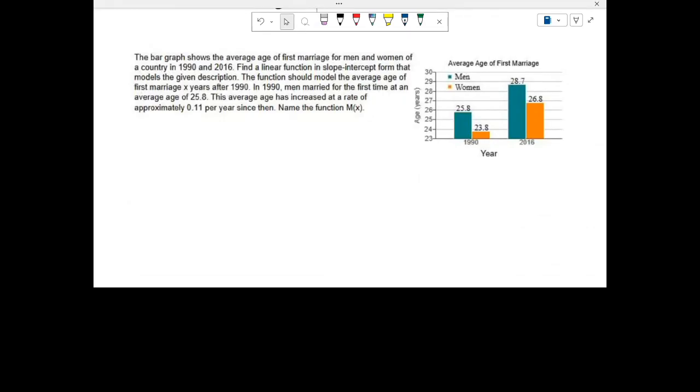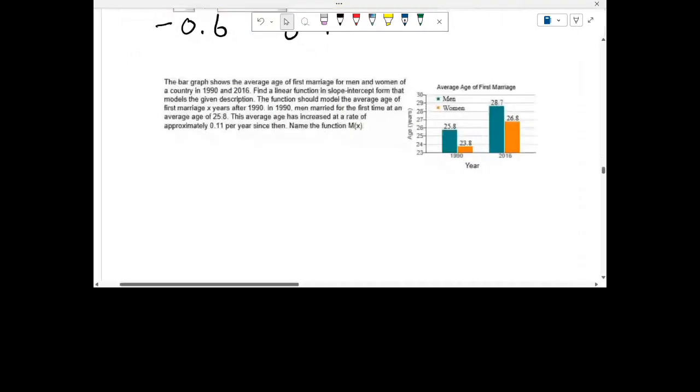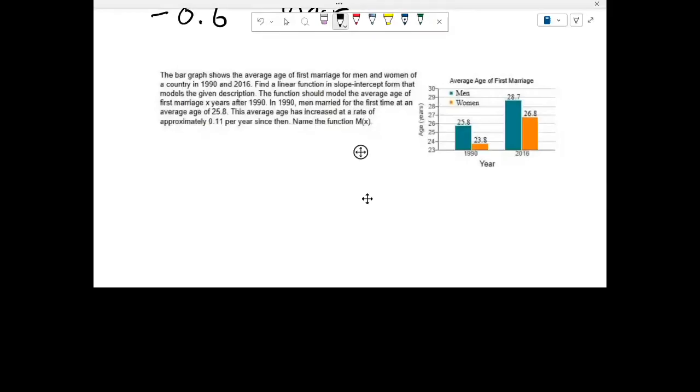Okay, the function should model the average age of first marriage X years after 1990. And it says in 1990, men married the first time at an average age of 25.8, and this average age has increased at a rate of 0.11 per year since then. Name the function M of x. Okay, let's see. I'm going to take a look here. So this is what they're asking us to do, y'all. They're asking us, can we write a function like this? M of x equals, you know how we did like the mx plus b? That's what we're really going to do, okay?